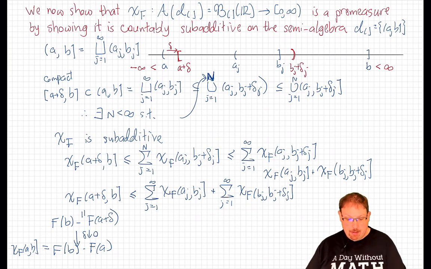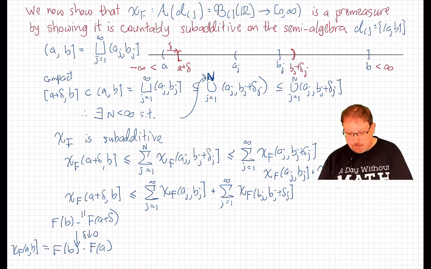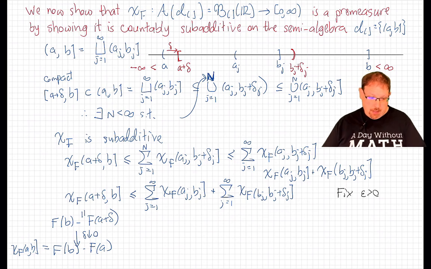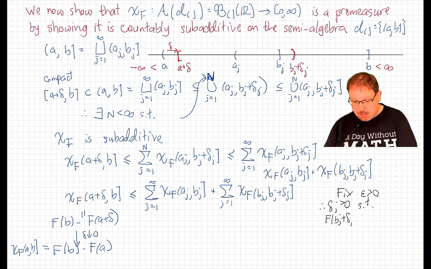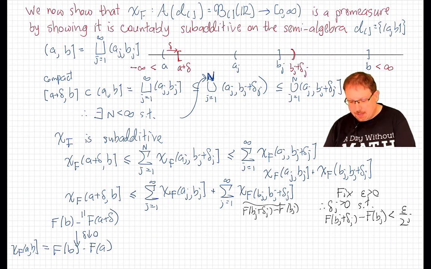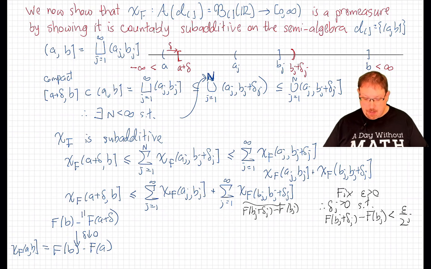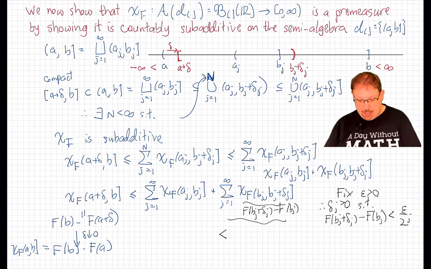How big is that leftover bit? Well, we have a fair bit of control here. We can choose those delta j's however we want, as small as we like. And so, we will again use the right continuity of the function to do so. Let's fix any epsilon greater than zero. And therefore, we can choose the delta j such that f at bj plus delta j minus f at bj, which is what this is, is less than, let's say, epsilon over 2 to the j. By doing so, we get that this whole sum is less than the sum, j going from 1 up to infinity, of epsilon over 2 to the j, which is epsilon.